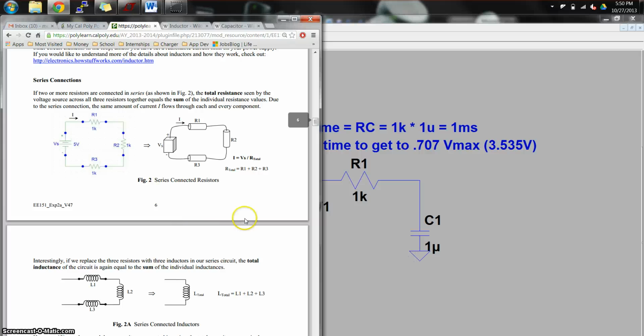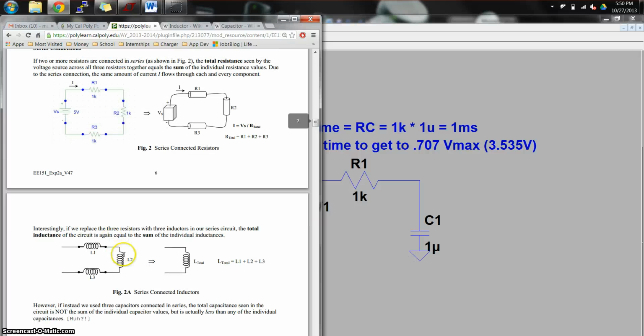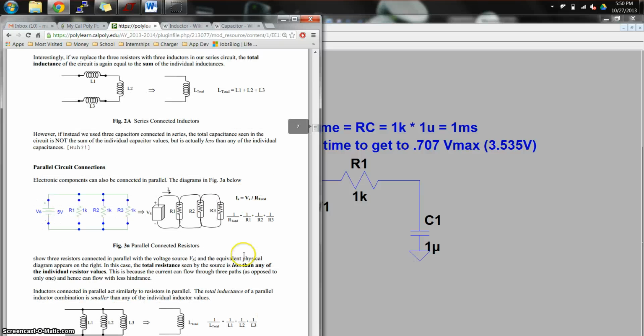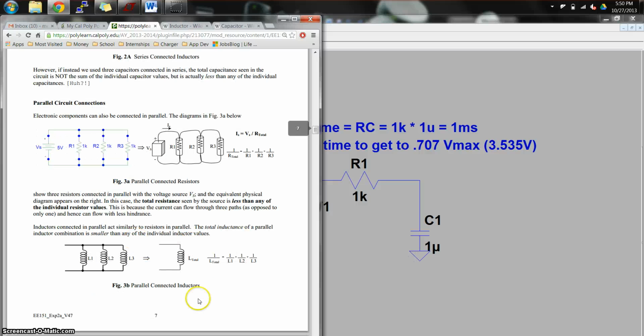Before we talk about transients, let's talk about connections. Inductors add in series like resistors do. So this is a circuit schematic of 3 inductors in series, and the equivalent inductance is just the sum of the 3, the same as if you replace these with resistors. It's the same idea. And then with inductors, you can have parallel combinations like this, where they add in this sort of fashion. And so we can see that right here.